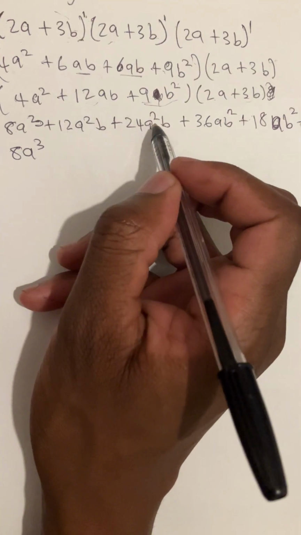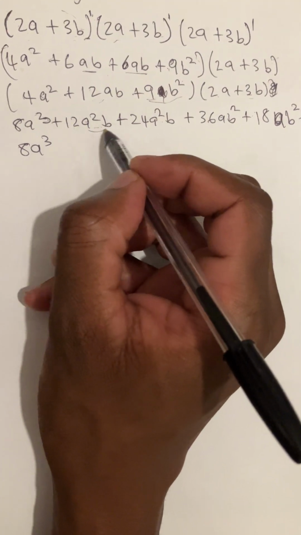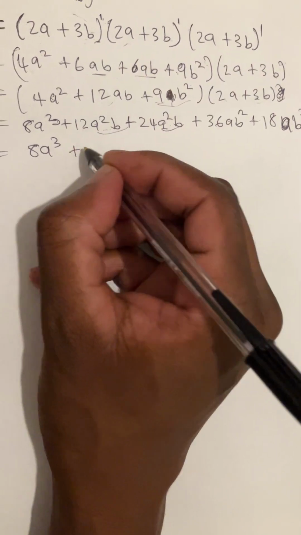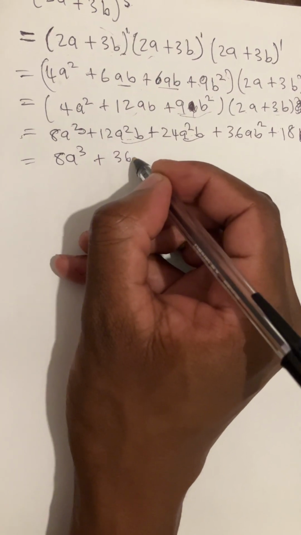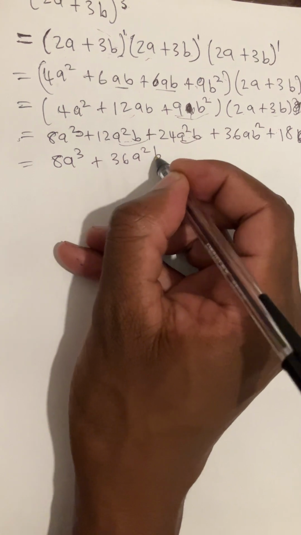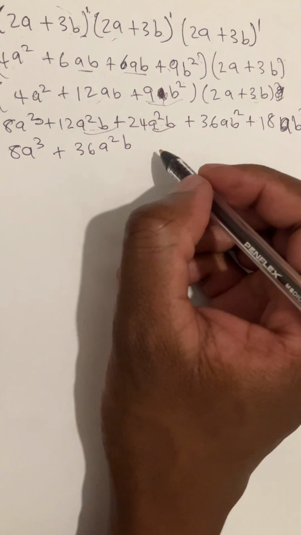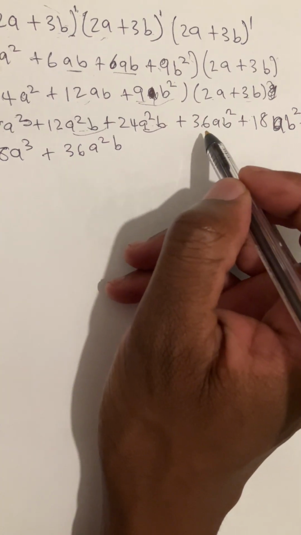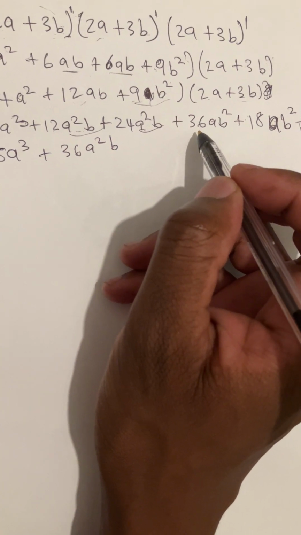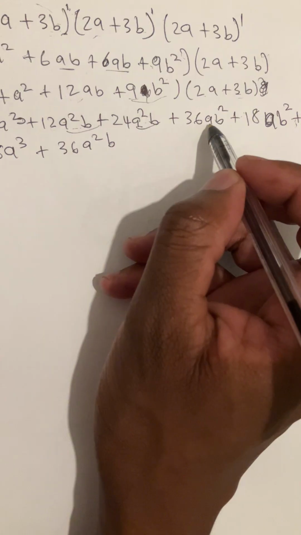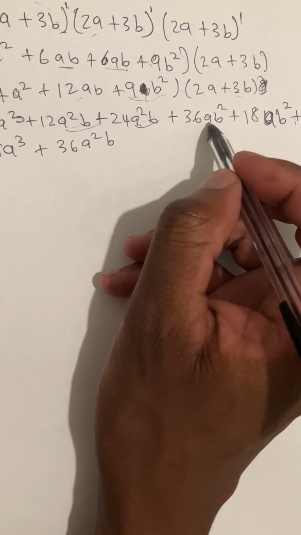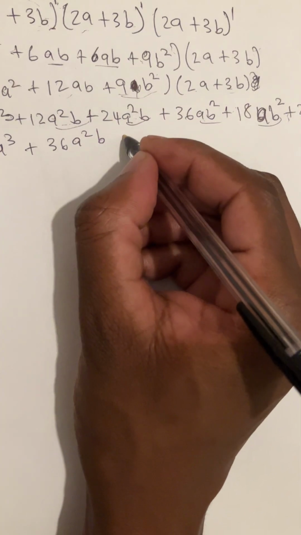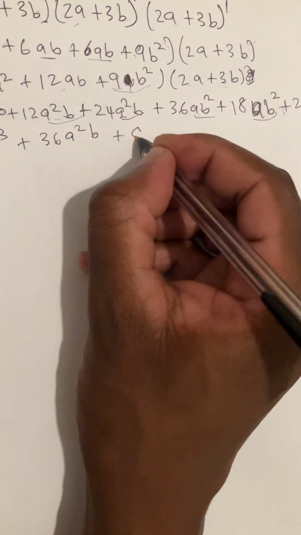Let's look at the relatives. These two are the same. A squared B, that's 36 when you add them together. 36 A squared B. And then from there on, we are gonna go on and say this plus that, these two are the same. A B squared, you see, that's 36 plus 18, that's 54.